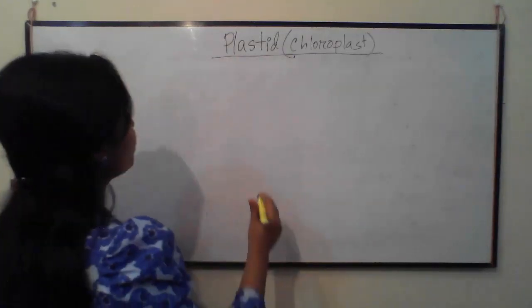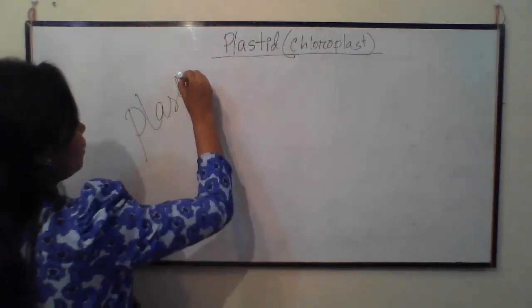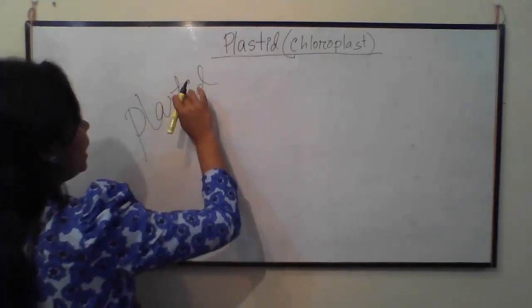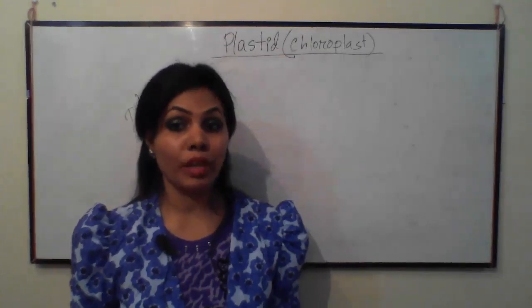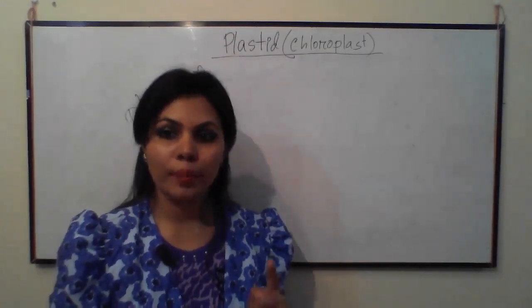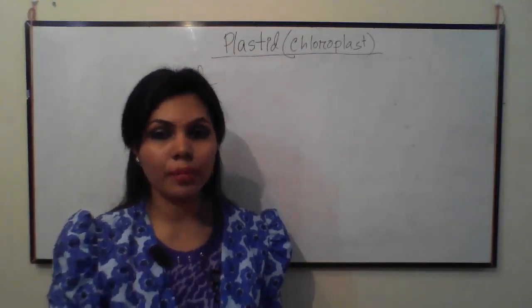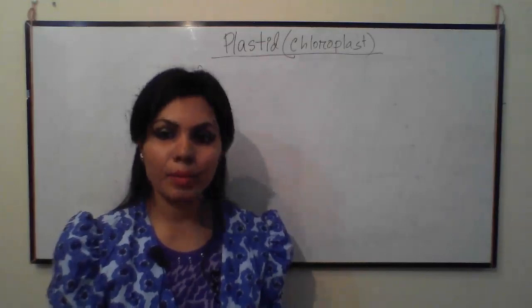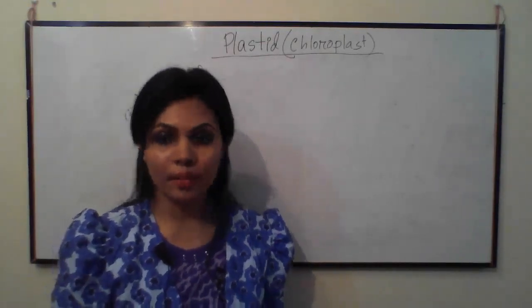Well, so I'm going to discuss plastid now. We should better know who invented it. Most probably, in 1886, W. Schimper first coined the name plastid and discovered plastid in plant cell.